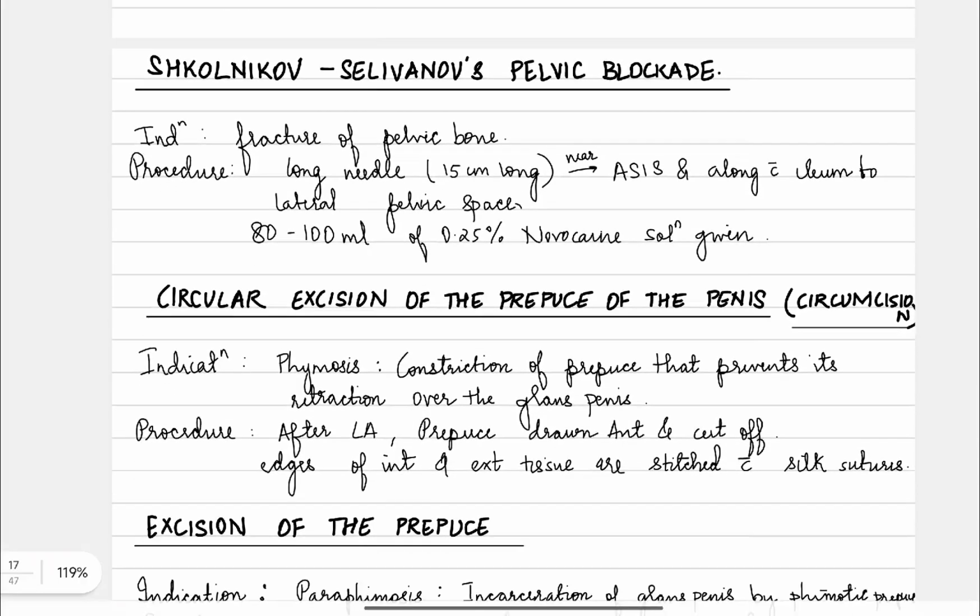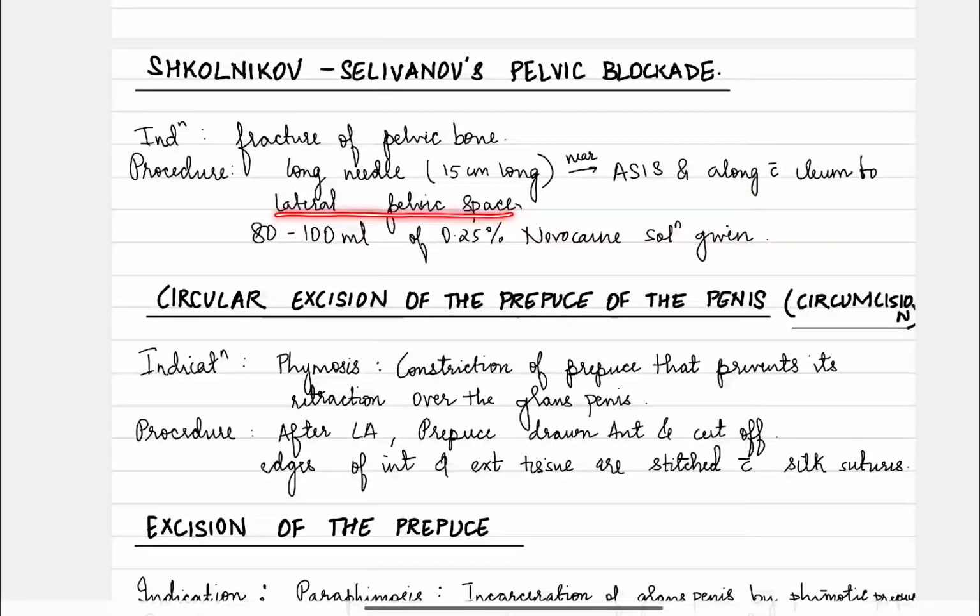Next is the Shkolnikov-Selivanov pelvic blockade. Indication is fracture of the pelvic bone. Procedure: a long needle, 15 cm long, is passed near the anterior superior iliac spine along with the ilium to the lateral pelvic space. 80 to 100 ml of 0.25% novocaine solution is given.